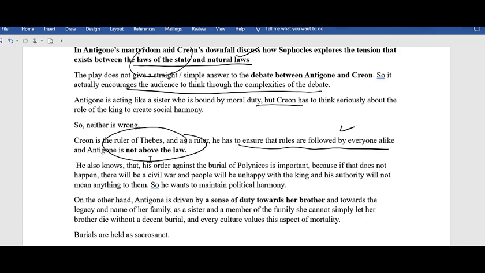He also knows that his order against the burial of the brother of Antigone is important, because if that does not happen, there will be civil war and people will be unhappy with the king, and his authority will not mean anything to them. So he wants to maintain political harmony and political peace, and for that, not burying Polynices is important.